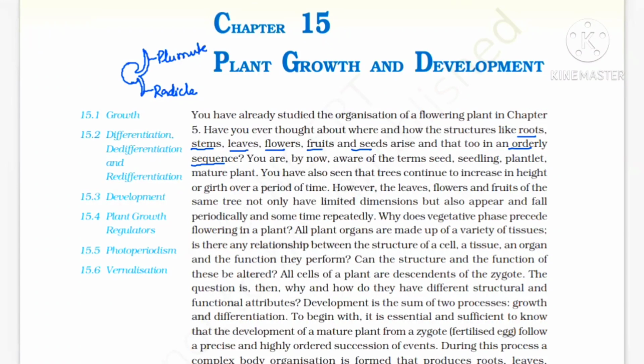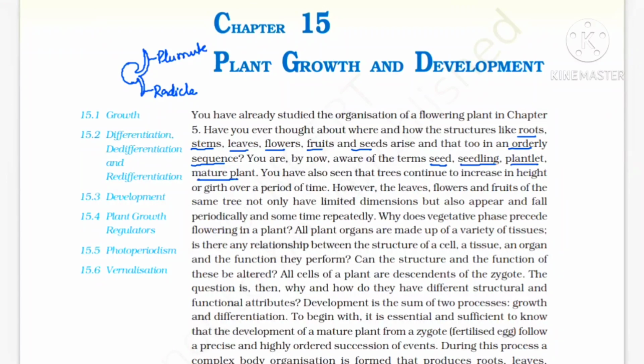And when the hormones come, then the vegetative apex will change into the reproductive apex to develop flowers, which after fertilization will form fruit and then form seeds. So that is an ordered sequence. Is it clear? So first of all, the seed will be there, then germination of the seed, meaning a seedling will be there. Then when they become a small plant, we say plantlet, and finally they become the mature plant. Obviously, this is a sequence.